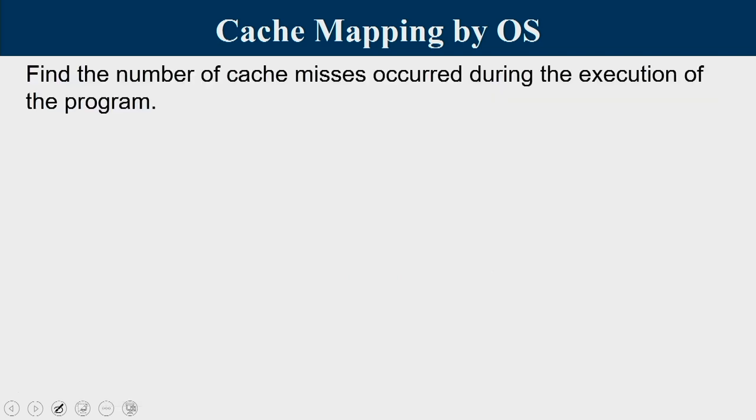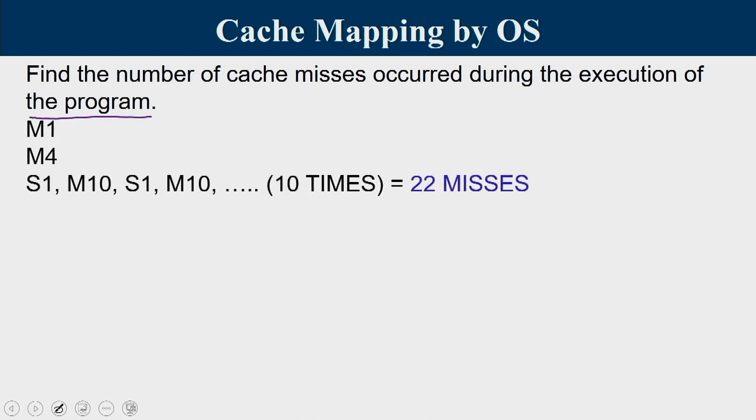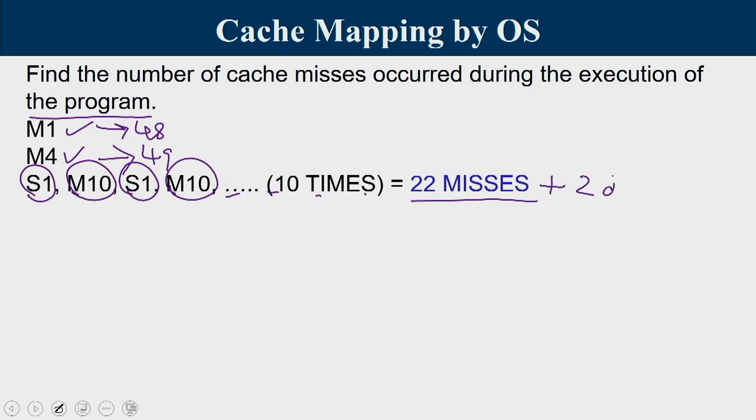Find the number of cache misses that occurred during the execution of the program. If you look at the execution of the program, you have a miss in M1 that is going to be fetched to set number 48, and then you have a miss in M4, that means the very first access happened to 49, and then there is S1. Whenever you have S1, that is again a miss, and even though it is a compulsory miss, it has to evict whatever was kept by M4. Then when it comes back to the main routine, M10 is another miss. This is going to be repeated 10 times. So, there are 22 misses, plus two data misses. The two data items also miss once.